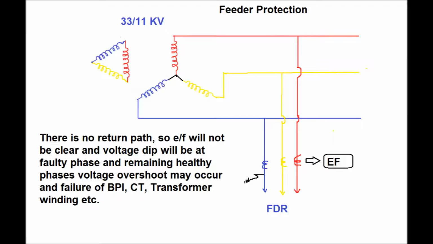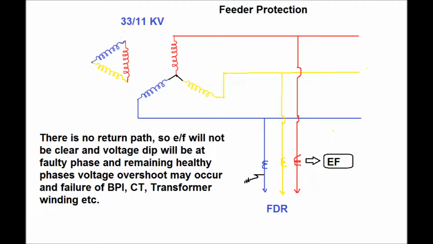Now consider the neutral point of the star winding is not connected to earth. Now if an earth fault occurs in the feeder as earlier, then this earth fault does not have any return path, therefore this earth fault remains in hanging condition, and therefore the voltage dip will occur in the blue phase, and as a result voltage overshoot will occur in the other healthy phases, that is in red phase and yellow phase.